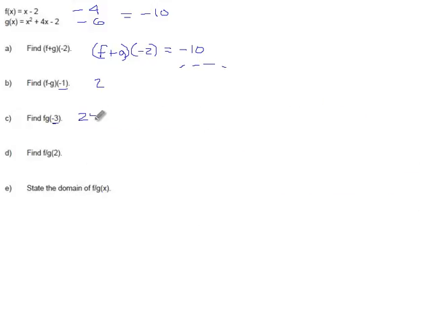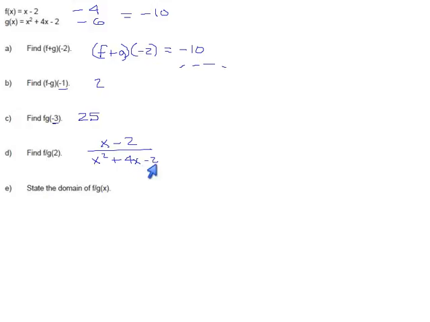That one should be 25. If you're doing the sub first thing, then you can check these results. You should be getting 25 also. F over g of 2 means function f, x minus 2, divided by function g, x squared plus 4x minus 2. I guess that's all there is to the division.